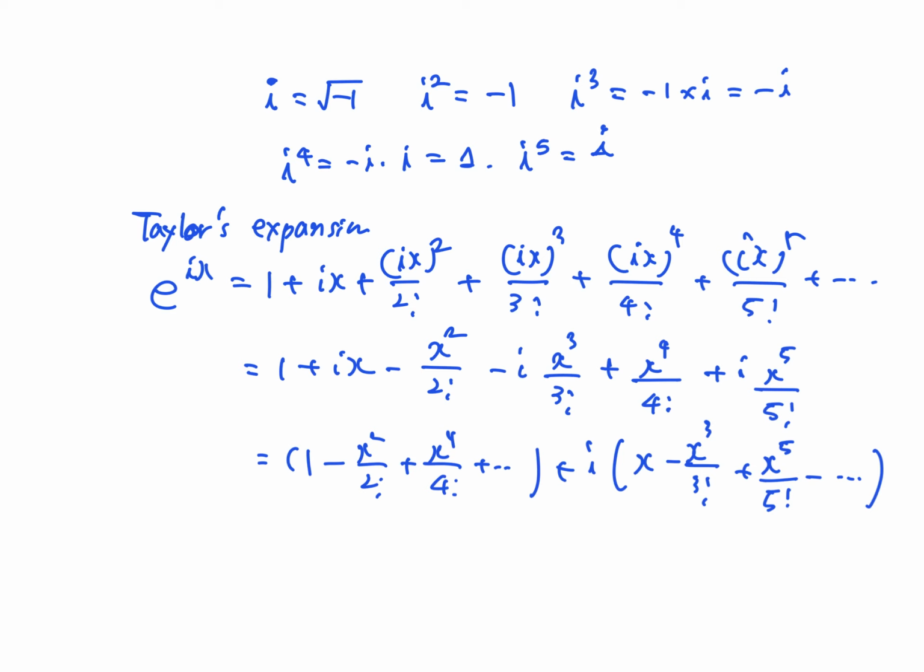This formula may be familiar to you, right? This one is the Taylor expansion of cosine x. This is the Taylor expansion of sine x. So Euler's formula is very interesting. Exponential ix equals cosine x plus i sine x.